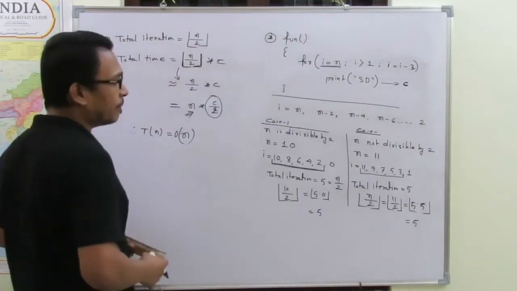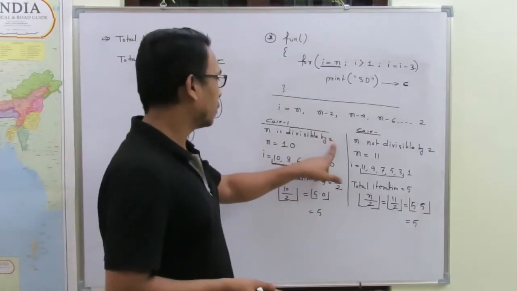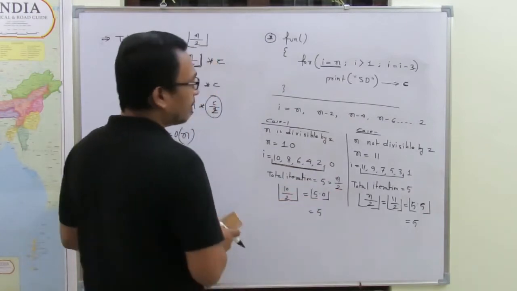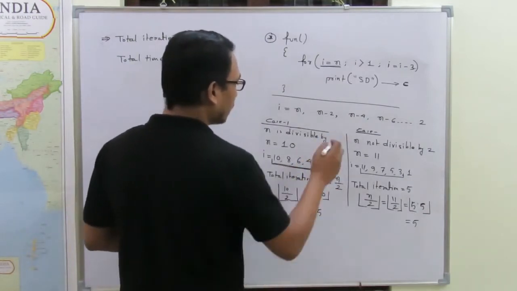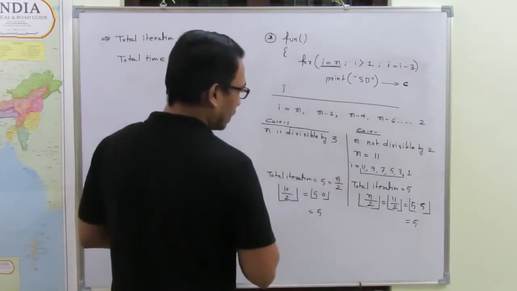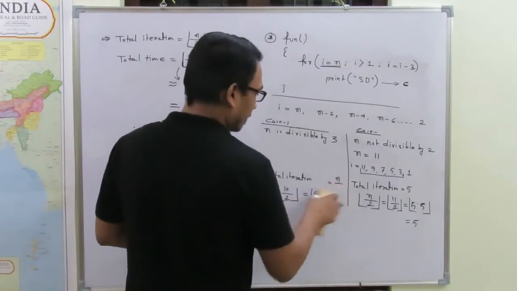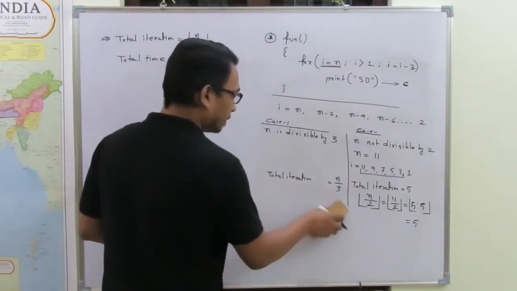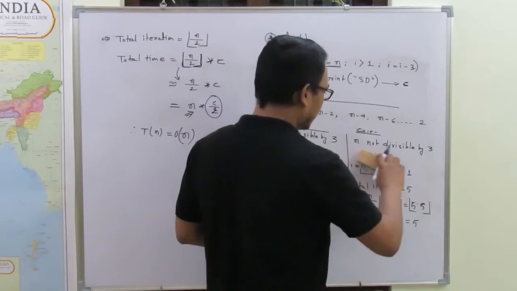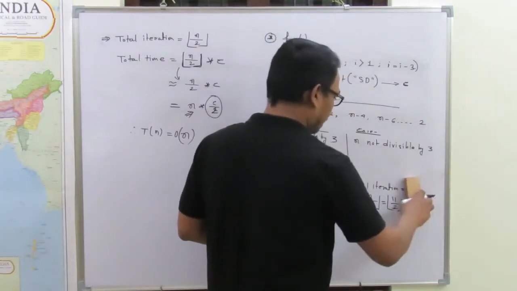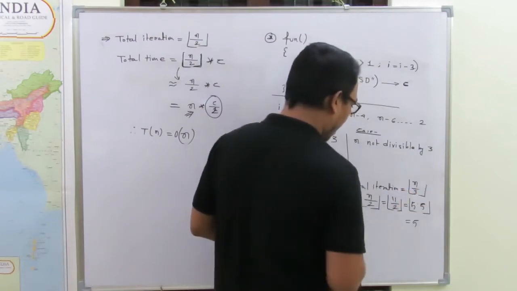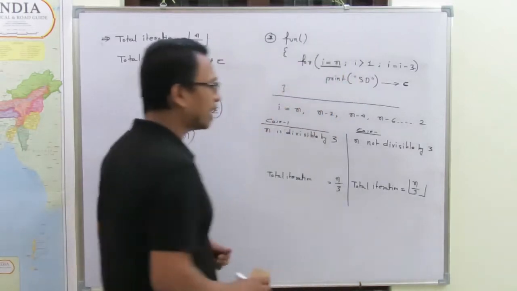So what happened if we decrement it by 3? Same thing, at that time if the number is divisible by 3, we will get total iteration will be n by 3. If the number is divisible by 3, at that time we will get total iteration of n by 3. Or if the number is not divisible by 3, at that time we will get the total iteration as n by 3 floor.